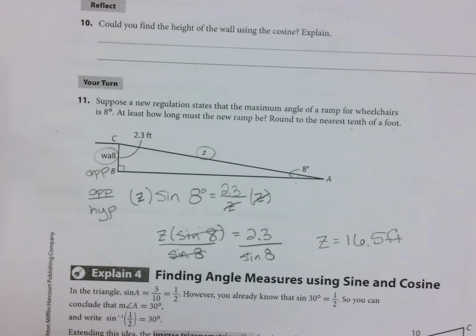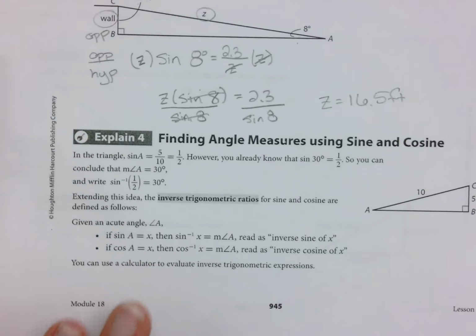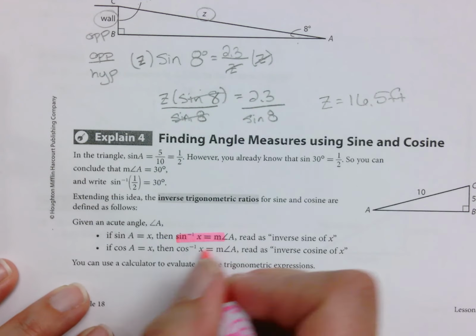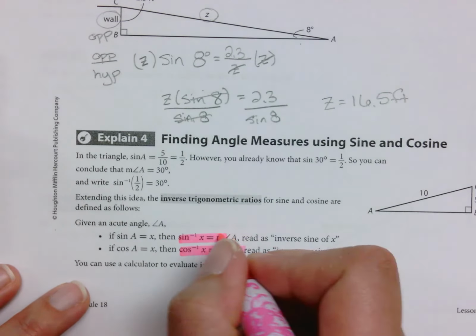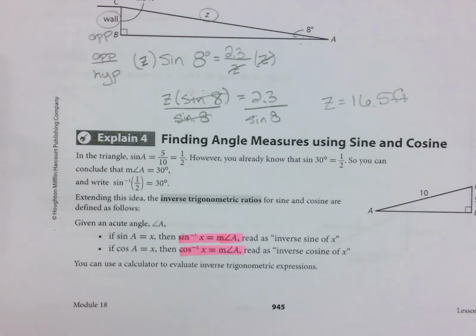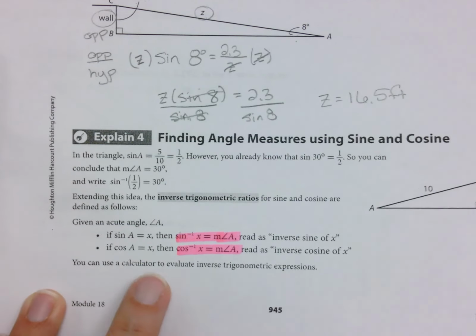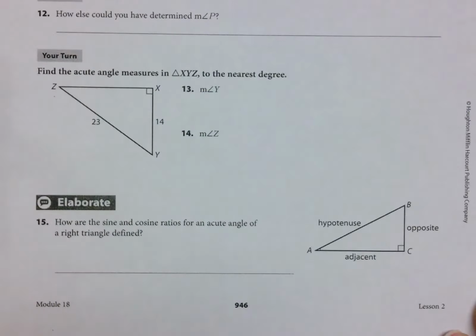The other thing we want to be able to do is find missing angle measures. And we're going to do that the same way we did with tangent. We're going to use the inverse, so the inverse of sine and the inverse of cosine. Still going to use opposite over hypotenuse and adjacent over hypotenuse. We're just going to use inverse when we plug it into our calculator.